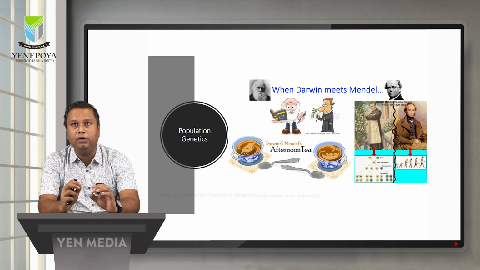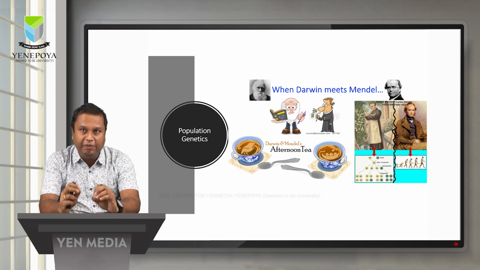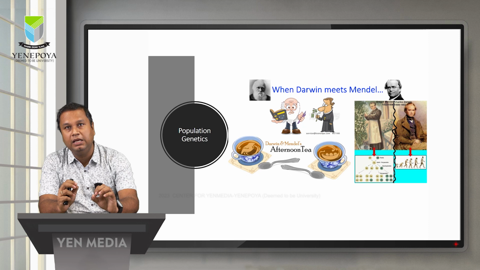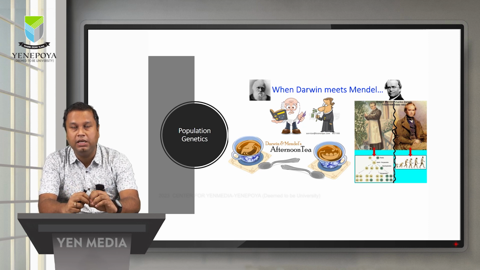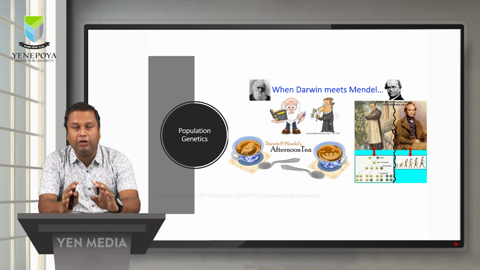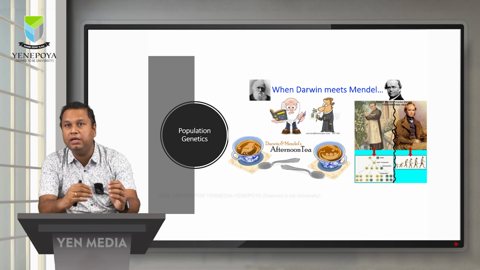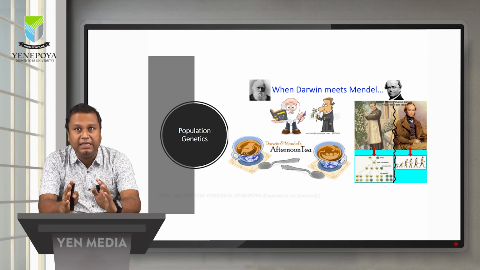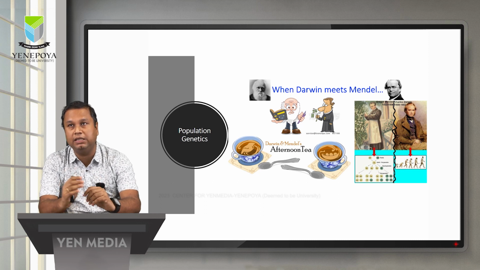Now we will enter into the world of population genetics. But before going into the world of population genetics, I would like to emphasize two famous scientists in biology, Charles Darwin and Gregor Mendel. All of you may have already heard about them, and both of them were living in Europe at the same time, and when they were doing their research, that also quite coincided. But the sad thing is they never knew each other.